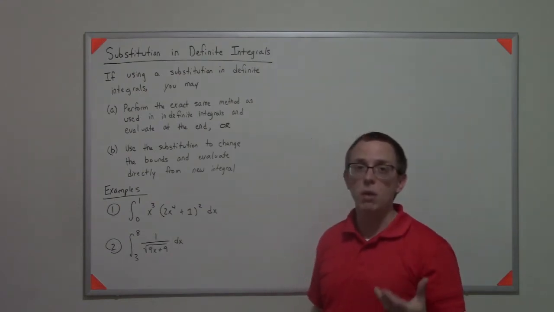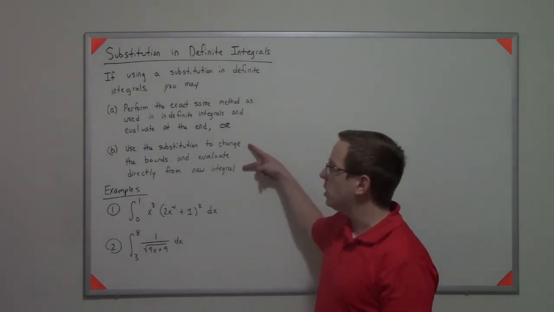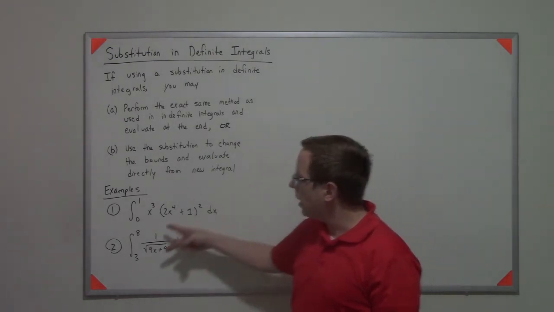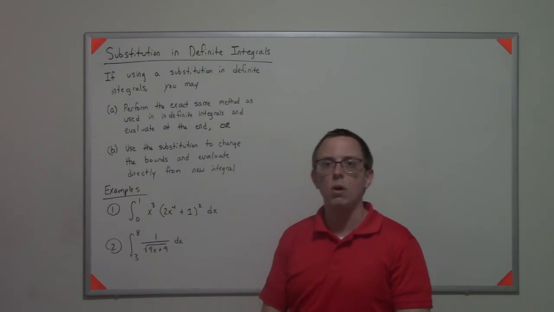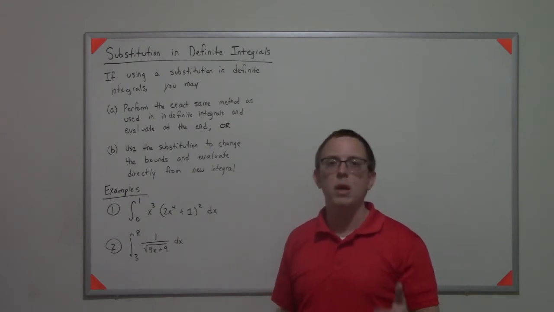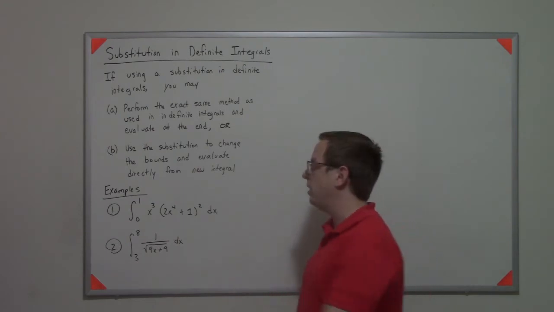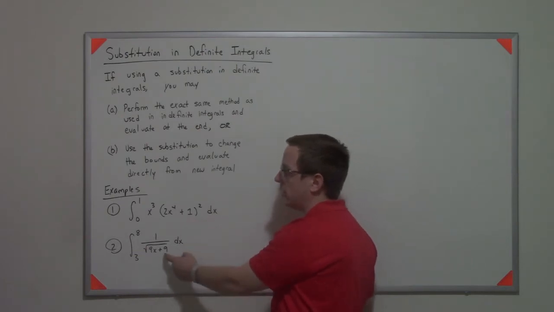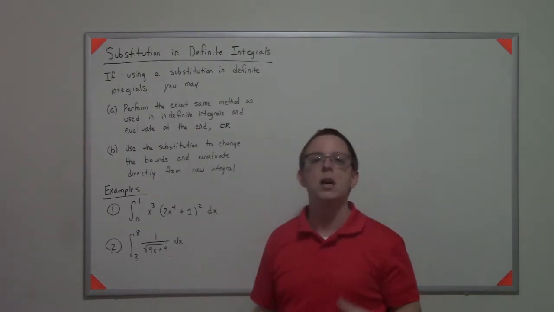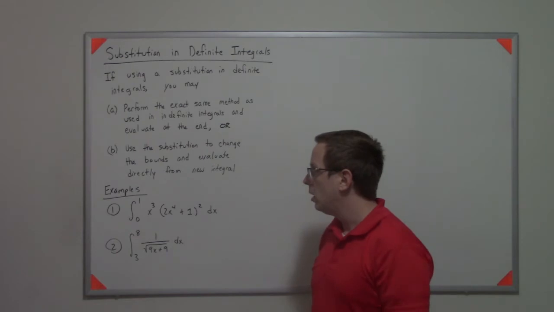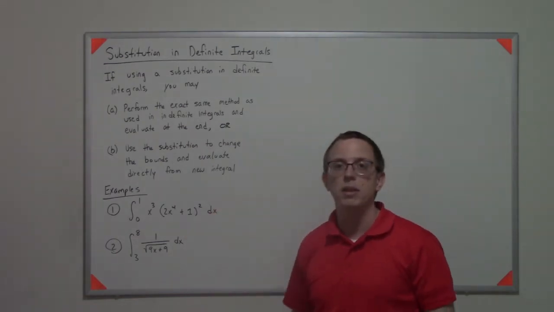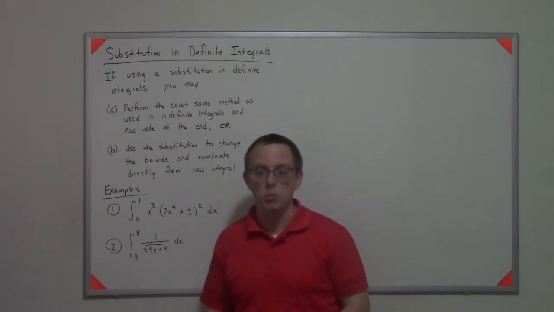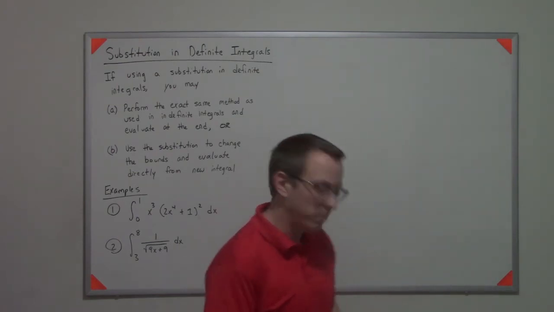But the second way is to say, all right, I'm using a substitution, so I can actually change the bounds into my new variable, and that avoids having to transform back to x. We can stay in u space. We're going to show both methods, first method and second method, to show that both are possible ways to do this. So let's get started.